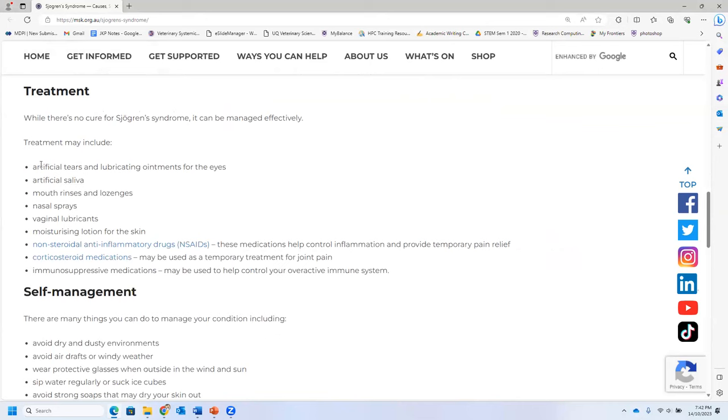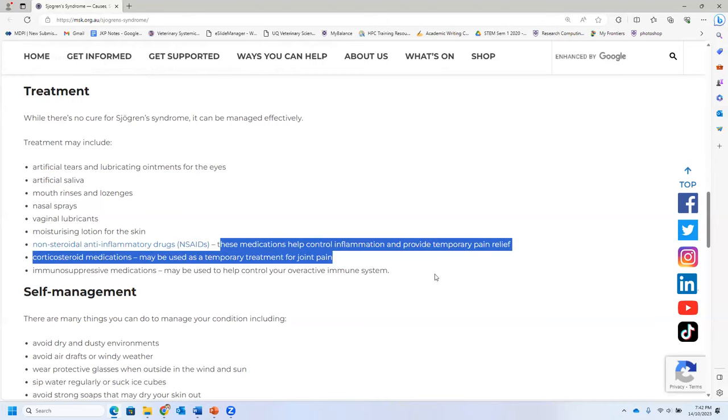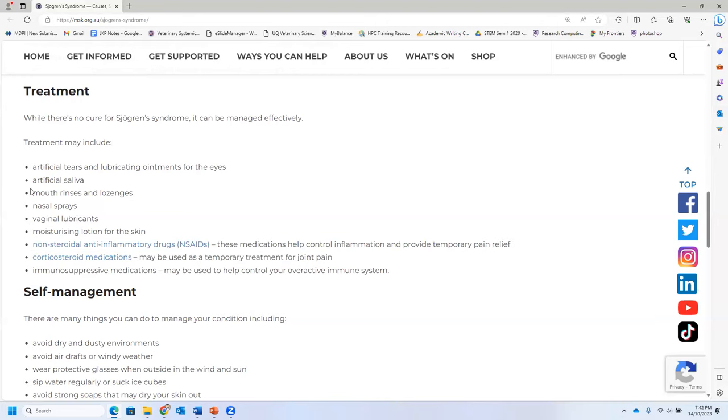Treatment: lubricating ointments and artificial tears, artificial saliva for the patient, mouth rinses and lozenges, nasal spray, vaginal lubricant, moisturizers or emollients for the skin. Sometimes NSAIDs can help provide temporary pain relief, especially when they're having joint pains. Corticosteroid injections are a temporary treatment for the joint pain. Immunosuppressant medication is used when there is an acute flare-up leading to complications. Okay, so immunosuppressant medication is the third line, and it's only used when the complications are not being controlled.